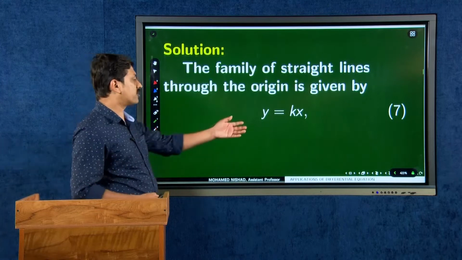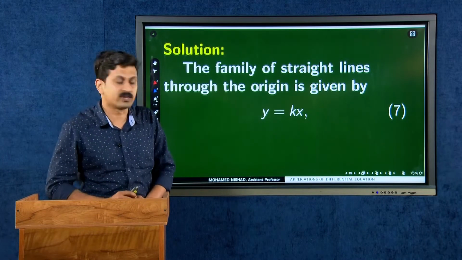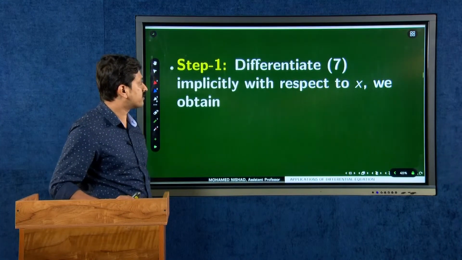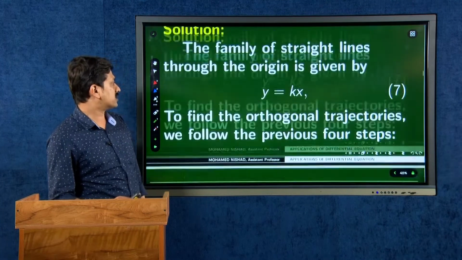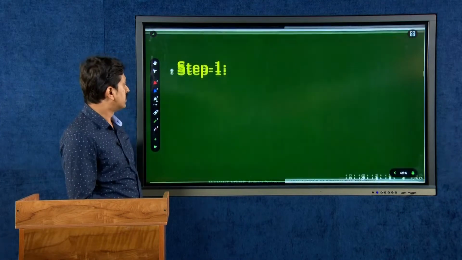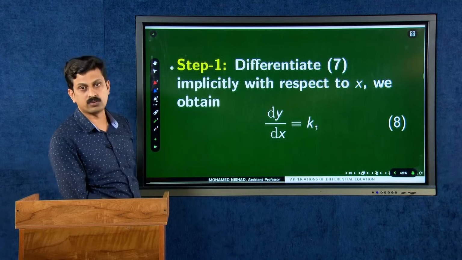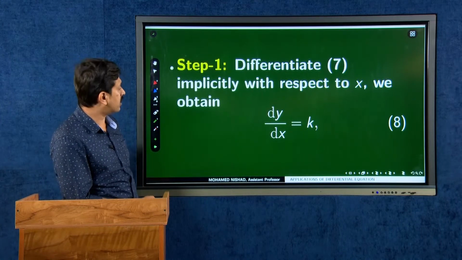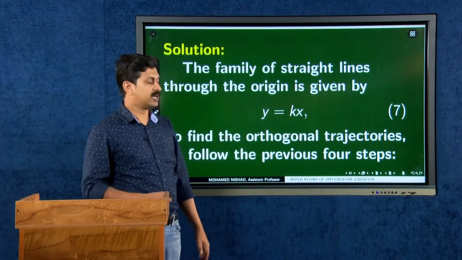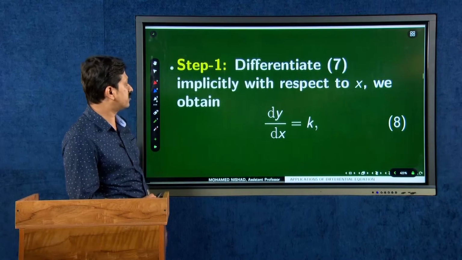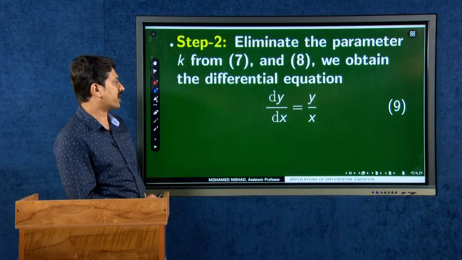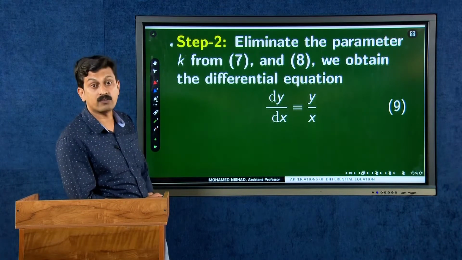Here we are given the family of curves y is equal to kx. So, to find orthogonal trajectories, we will move to step 1. In step 1, we differentiate this equation y is equal to kx, where dy by dx is equal to k. So, actually I need to find out k. From here I can find k is equal to y by x. I can replace k with y by x here. So, dy by dx is equal to y by x. Instead of k, I can write y by x.